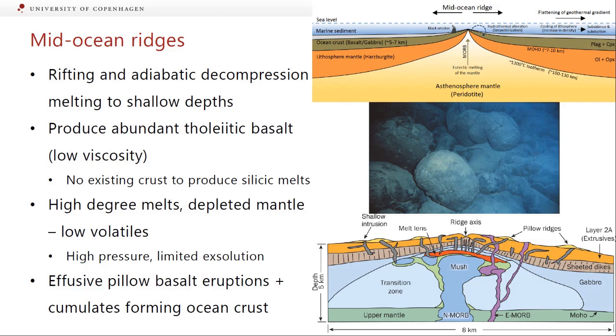This is compounded by the fact that we're usually under 1 to 2 kilometers of water depth, so all the pressure from that water above limits exsolution. We don't have a lot of bubbles involved, and no explosive eruption. And so we just get effusive pillow basalt eruptions. Here's a picture of a pillow basalt, although I've cheated a bit. This one's actually from Hawaii. We also produce the oceanic crust from these cumulates that are forming beneath the ridge axis. So that's mid-ocean ridges.